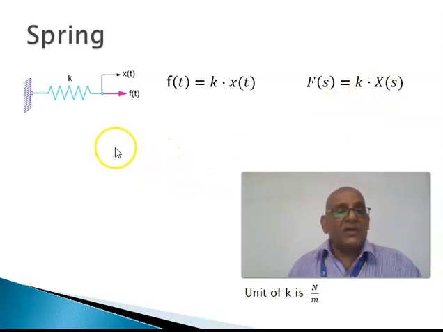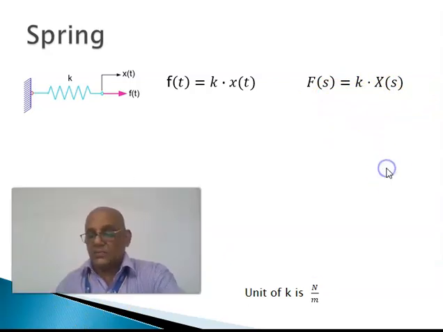In passing, we may note that if this end also, instead of being fixed, is undergoing a displacement, that is x(t) displacement of one end, y(t) displacement of the other end, we'll slightly modify the equation. We'll say F(t) is k times (x(t) minus y(t)). Here F(s) is k times (X(s) minus Y(s)).